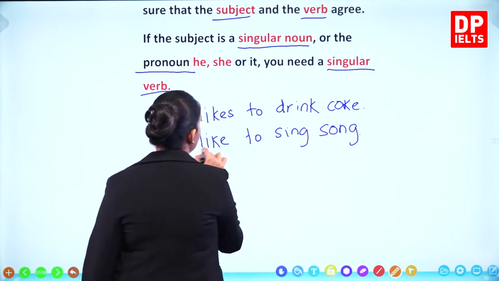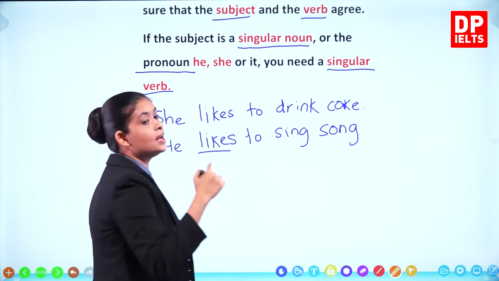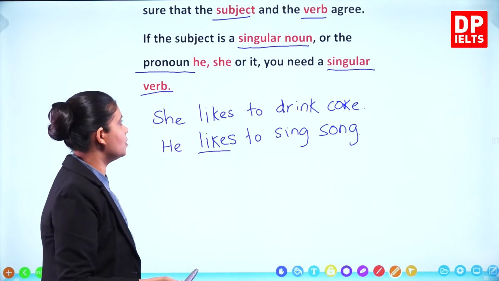Right? Can you say "he like" here? No. You have to make it "he likes to sing songs."